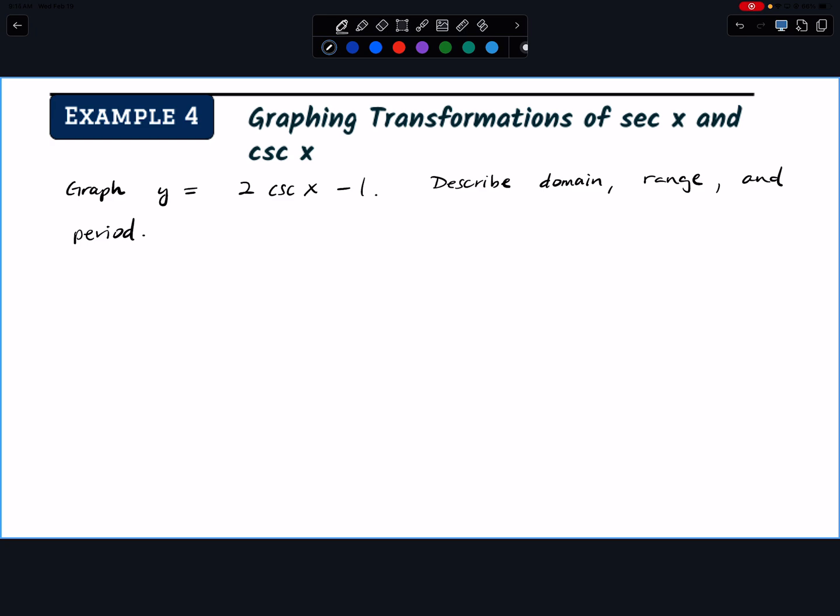All right. Is there going to be a period change? No, because there's no number directly in front of the x. Okay, so what's the period going to be then? 2 pi. Good. The period's going to be 2 pi.